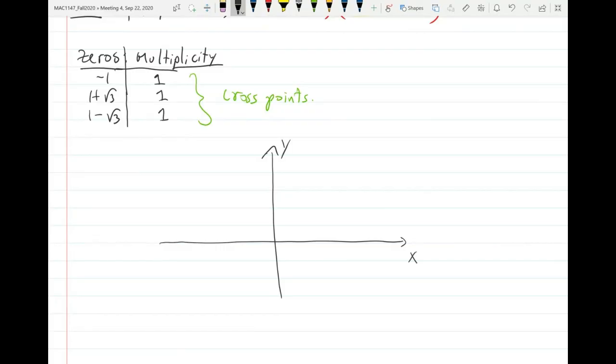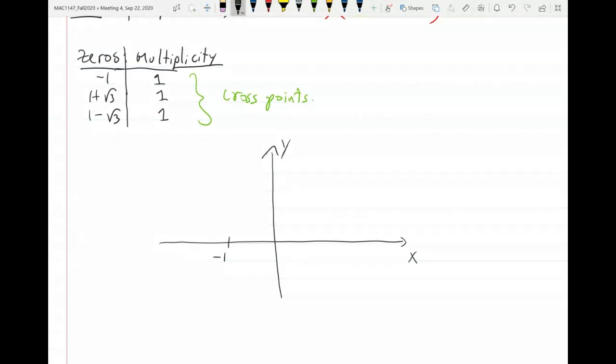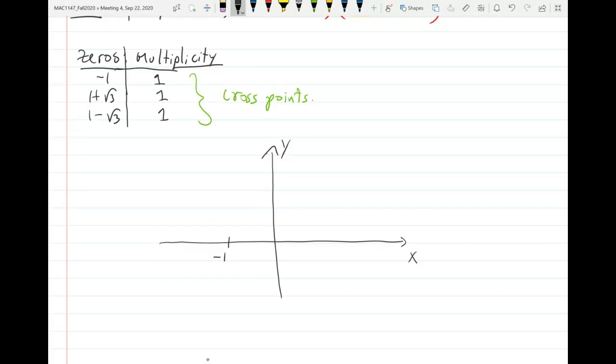So we can now graph. Let's put our zeros. We have -1 here, and then let's see, 1 minus square root of 3. Where is it? Let me make -1 bigger. Let's put a -1 here. Now, the square root of 3 is about 1.73. So 1 minus 1.73 is -0.73. Let's put it somewhere in here: 1 minus square root of 3. And then 1 plus square root of 3 would be 2.73, more or less. So let's put it somewhere in here.